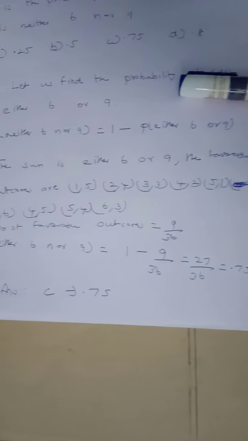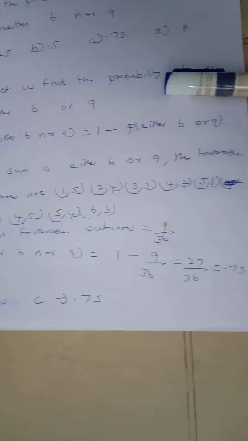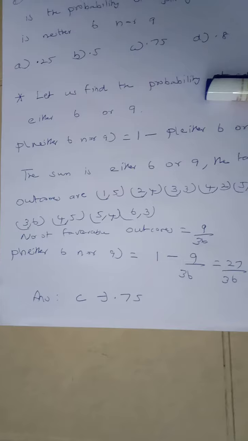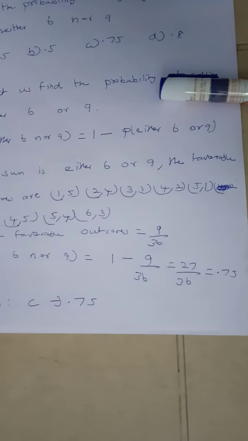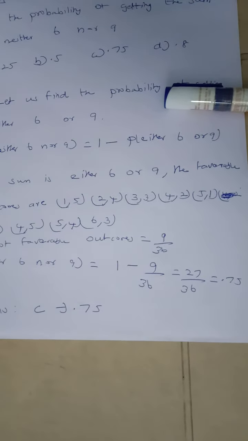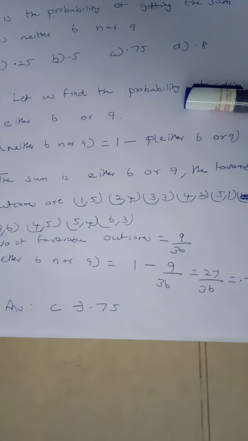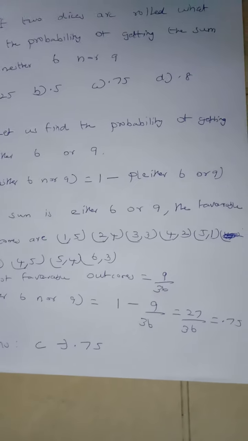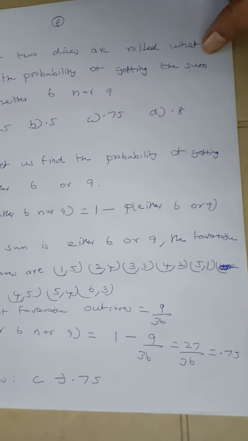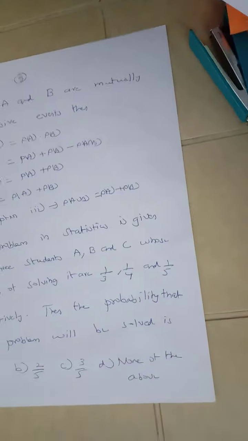So probability of neither 6 nor 9 is equal to 1 minus 9 by 36, which is 27 by 36. So the correct option is option C, 0.75. For finding probability of neither 6 nor 9, we use 1 minus probability of either 6 or 9.